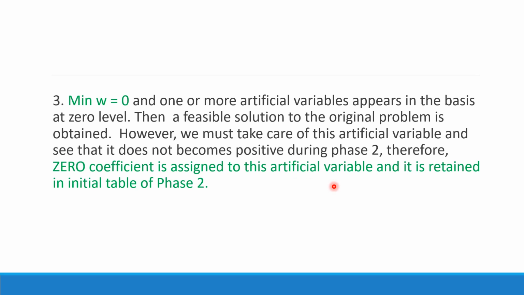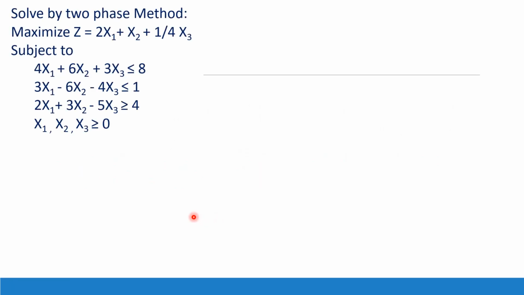The artificial objective function is solved using phase 1. In phase 2, we replace the artificial objective function with the original objective function, and then we solve that table using the simplex method. So we will see how to handle such a situation. The problem given to us is: solve by two-phase method, maximize Z.